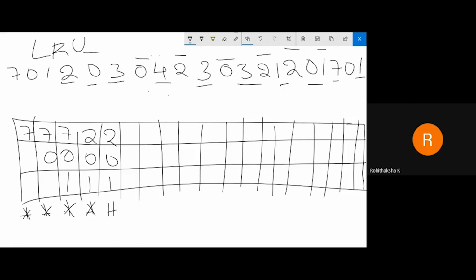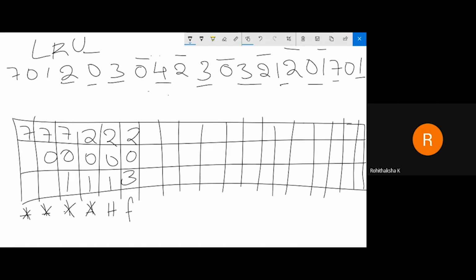If you compare whatever page numbers are there in the page table, 2 0 1, 0 occurs before 3, so I cannot replace it. 1 is there. So in this particular page table, which one do I have to replace with the new page number 3? 2, 0 or 1? 1, because it has not been used from the last. So I'll say 2 0 3 and make it a page fault.